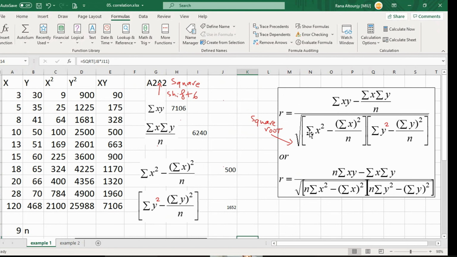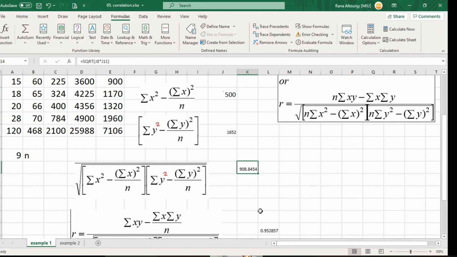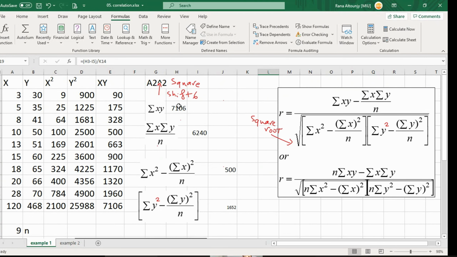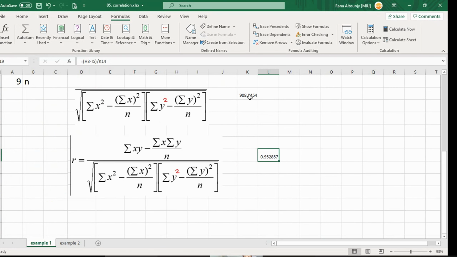We are talking about this equation. Then we put all the equation here, which is H3. What is H3? This one, which is sum x multiplied by y, minus I5, which is this value, sum of x multiplied by sum of y divided by n. Divide by K14. K14 is the entire bottom part, which is this one. We get the value. The value is 0.95. Is this correlation positive or negative? Positive, miss. Strong or weak?